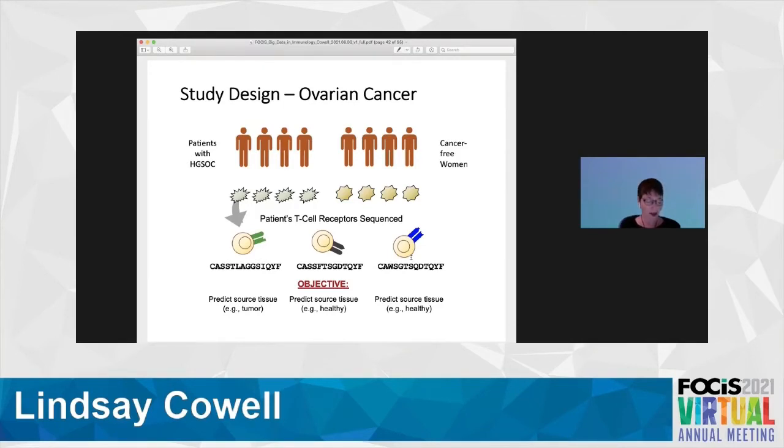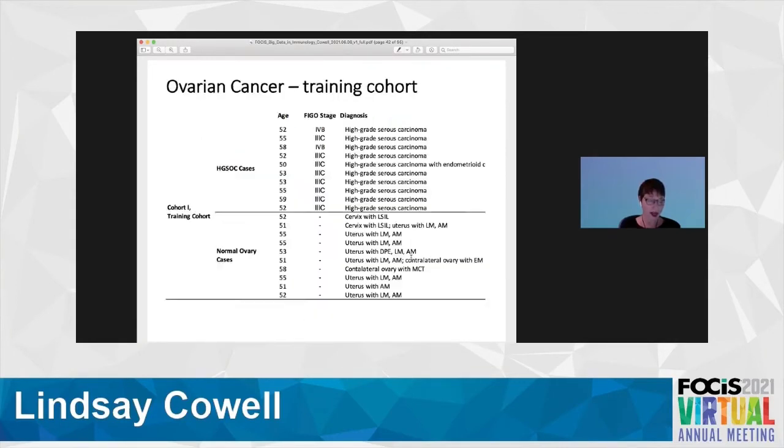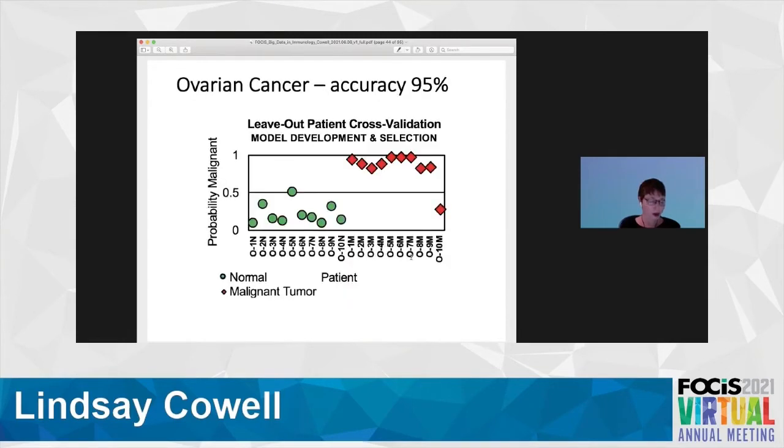Additionally, we sequenced samples from 20 patients in each group, so 40 total, and set aside half to use as test data. The diagnoses for the 20 patients used for the training data are shown here. And for the results, we see model performance by leave-one-out cross-validation on the same order as the other two studies, so 95%, with one misclassified tumor sample and one healthy sample that, although it's technically correctly classified, has a score very close to the threshold, indicating that the model was uncertain in its classification.